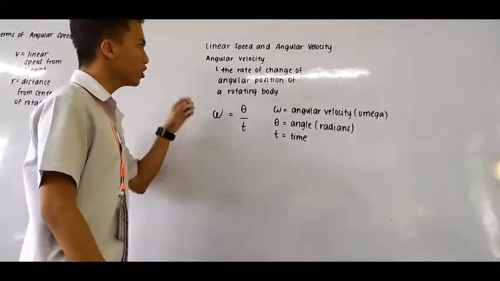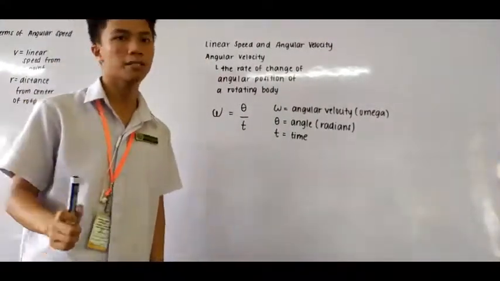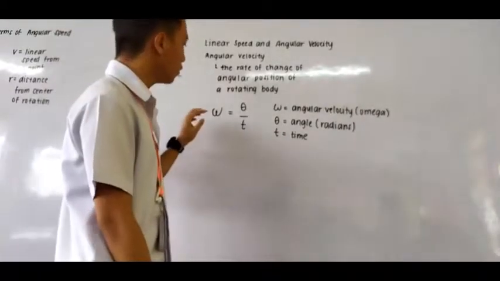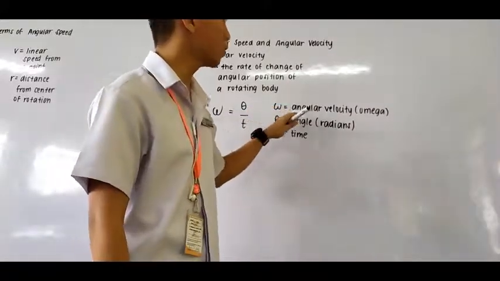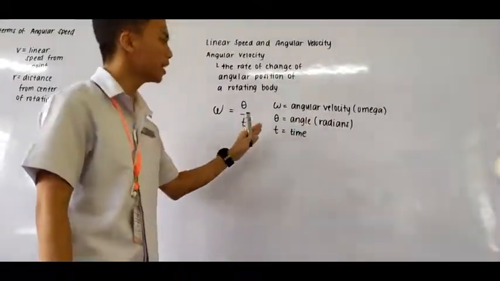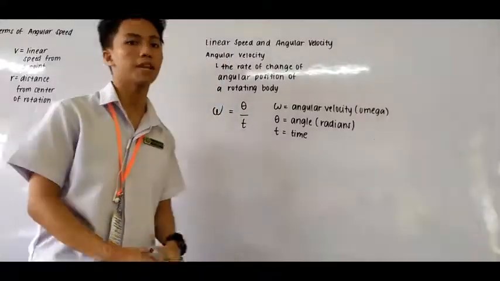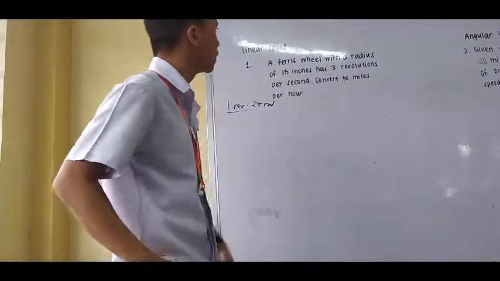Now, angular velocity is the rate of change of angular position of a rotating body. It is defined by the formula omega is equal to theta over t, where omega stands for the angular velocity, theta stands for the angle in terms of radians, and t is still equal to time. Now let's solve this example on linear speed.